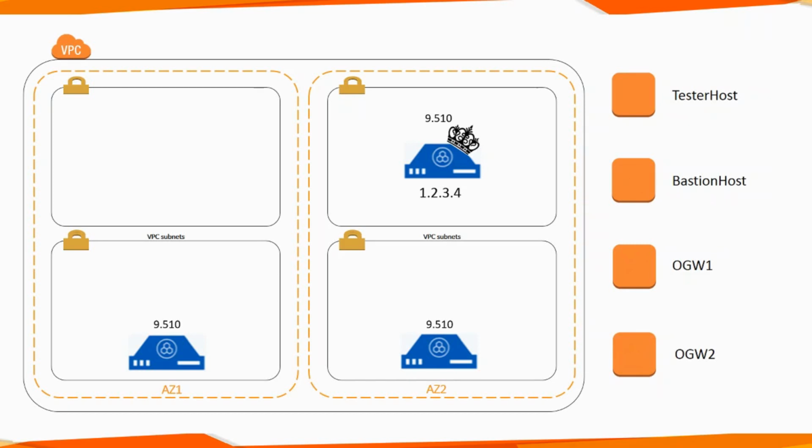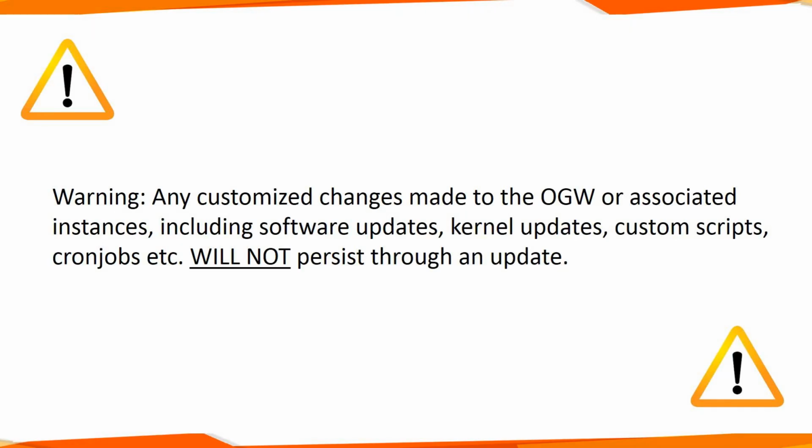Now, I will make mention of one thing when it comes to the outbound gateway instances. Because the instances get replaced with the new AMIs, if you've made any customized changes to any of these instances, whether they be operating system or software updates, custom scripts, cron jobs, whatever it may be, these changes will not persist through the update, and they will need to be reapplied once the new instances do get fired up.